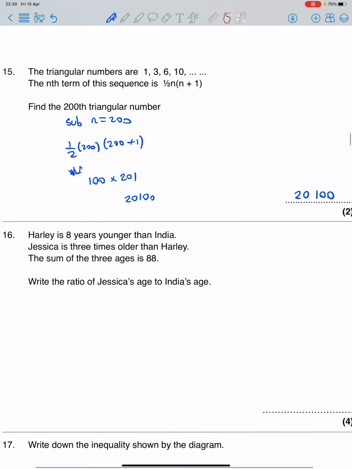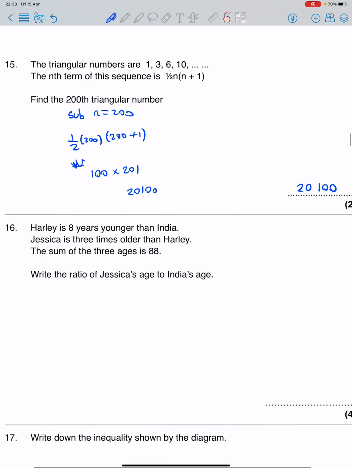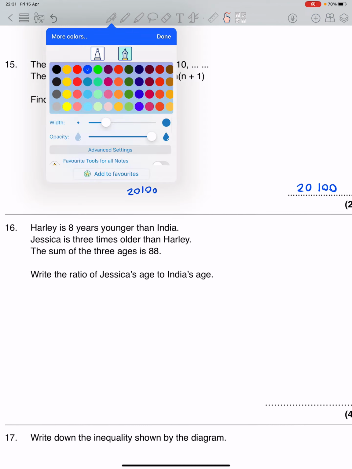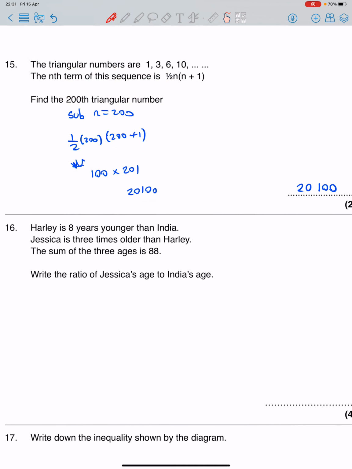Okay, next, Harley. Harley is 8 years younger than India. Jessica is 3 times older than Harley. The sum of the three ages is 88. We want the ratio of Jessica's age to India's age. Well, let's do it like this. Let's say that India has an age of x. That means that Harley is going to have an age that is 8 years younger than India, so x minus 8.